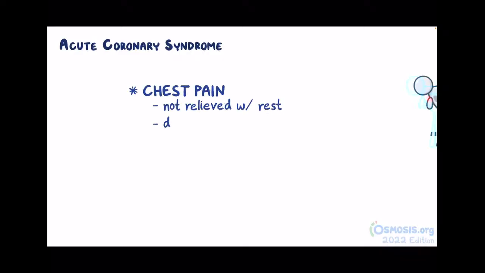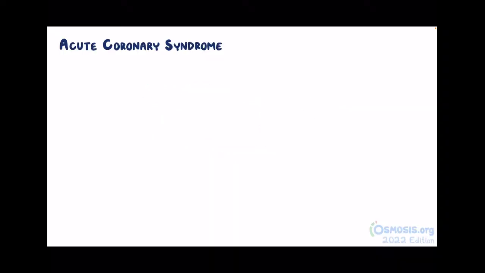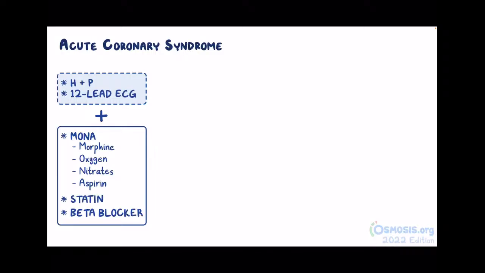Alright, as a quick recap, acute coronary syndrome presents with chest pain that's not relieved with rest and doesn't change with body positioning. The first step in approaching a patient with chest pain is to obtain focused H&P and a 12-lead ECG. While performing the initial assessment, start MONA, which stands for morphine, oxygen, nitrates, and aspirin, followed by a statin and a beta blocker.